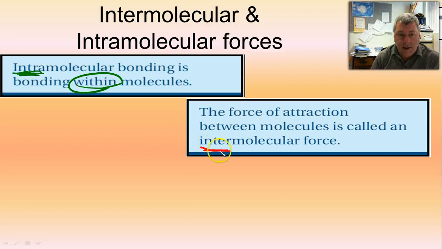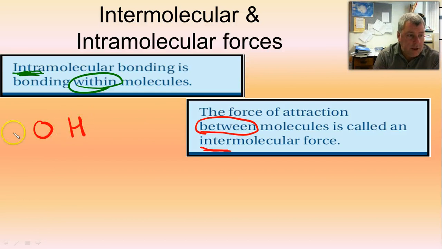And we've got inter, and this is between. Okay, now let's have a look at this. Enough of this drawing. Let's just have a look at what I'm saying. The bonding within molecules. So if I have an oxygen and a hydrogen and hydrogen, there's a single bond there and a single bond there. This is the intramolecular bond.